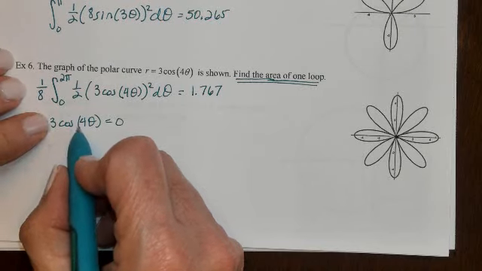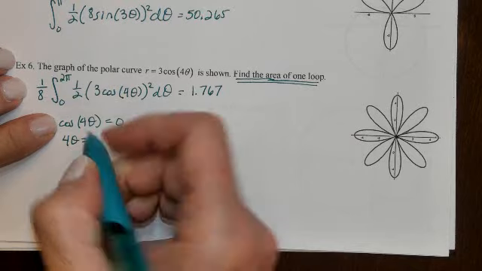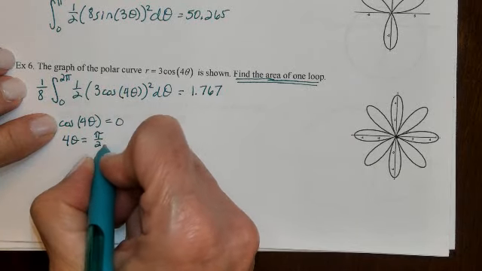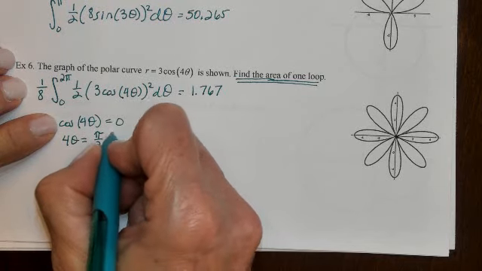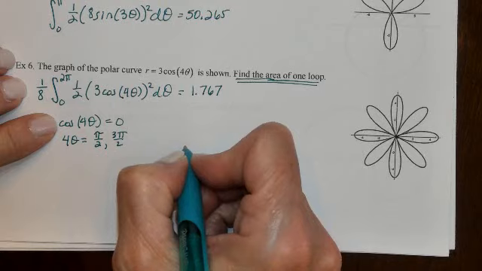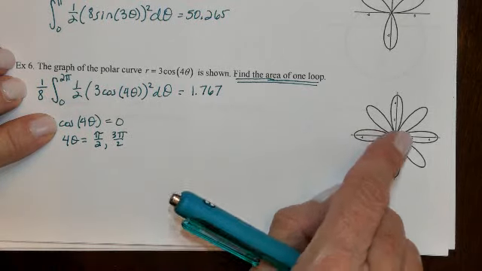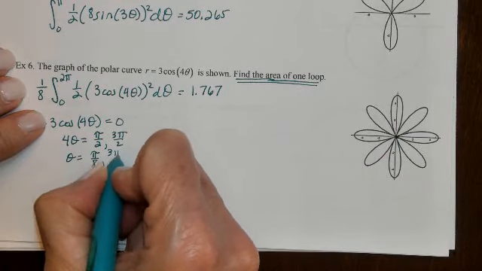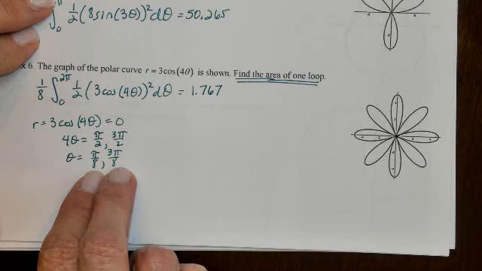Here, we want 4 theta to make cosine 0. The first thing I think of that makes cosine 0 is pi over 2. The next thing that I think of cosine being 0 at is 3 pi over 2. I just want 2 consecutive ones, right? So theta would be pi over 8 and 3 pi over 8. So those theta values would form one complete loop.